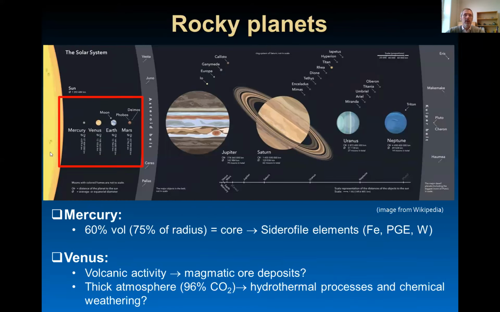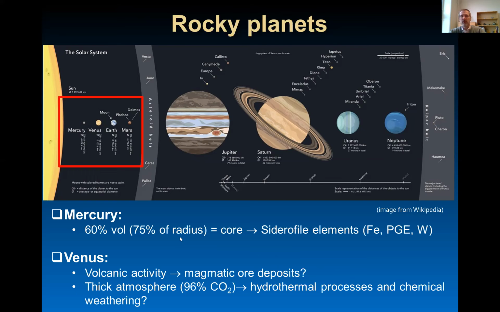So the rocky planets, they are located in the inner part of the solar system here. And the first one, close to the sun, is Mercury here. We don't know much about Mercury. It hasn't been probed much, but what we know is it has a very big metallic core, 60% of the volume. That represents about 75% of the radius.